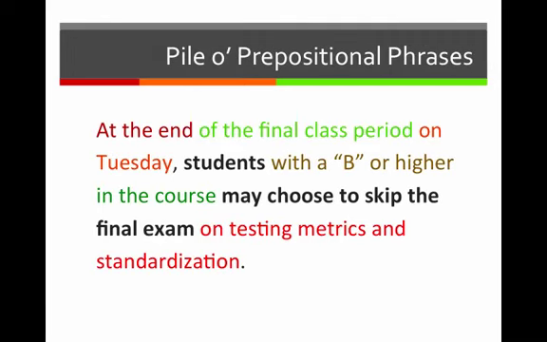There's a big old pile of prepositional phrases going on here. When, at the end of the final class period, on Tuesday. Is this all necessary information? Do we really need to know that the final class period is on Tuesday versus Wednesday? It's still the final class period. As a student, do you want to know that it's going to happen at the end of the final class period versus the beginning?